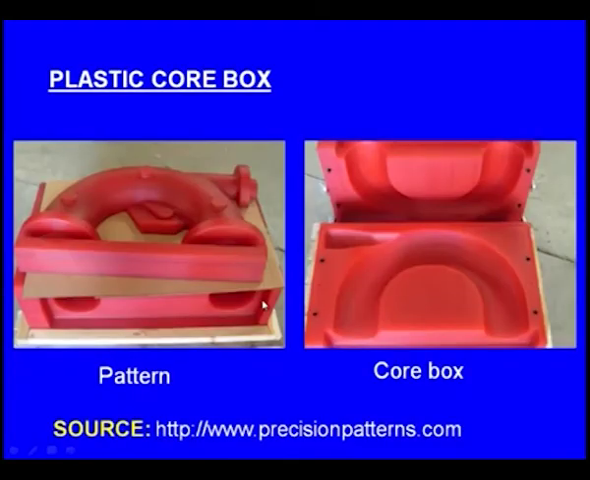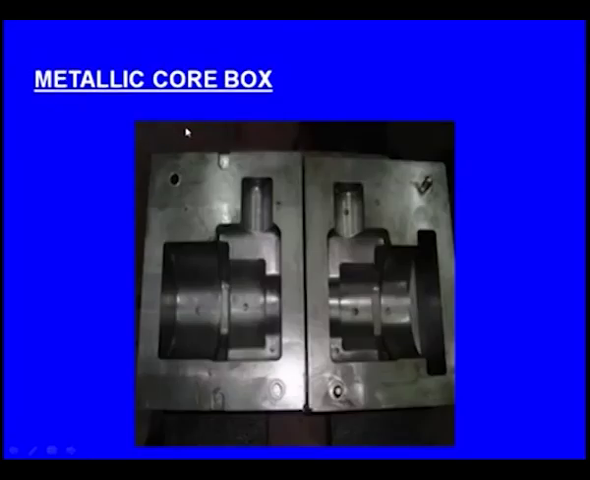Next one, the plastic core box. This is the plastic pattern and a cavity will be created, and this is the core box. Here we make the core and this core will be kept inside the hollow cavity that is made using this plastic pattern. And these are the metallic core boxes. You can see here these are the metallic core boxes.